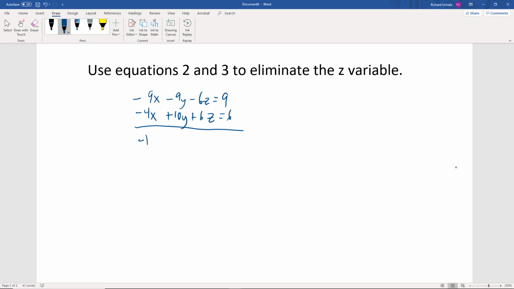And then when I combine these two equations, we'd have negative 9x plus negative 4x, so that'll be negative 13x. Negative 9y plus 10y, that'll be plus y. The z terms are eliminated. Bring down the equal sign. 9 plus 6 would be 15.